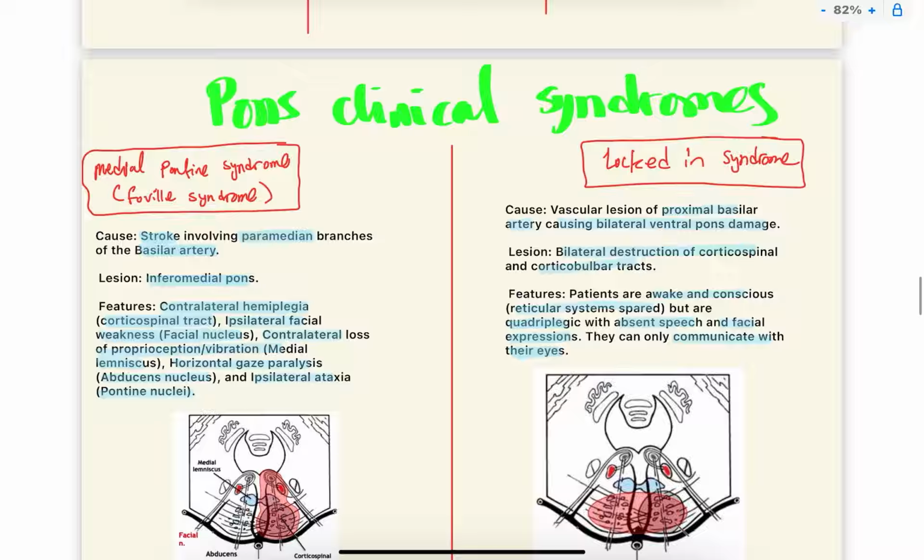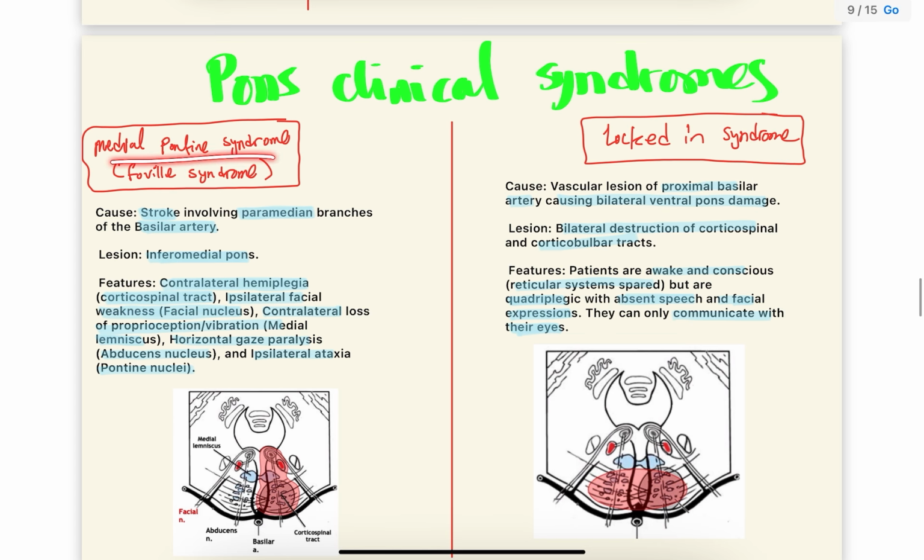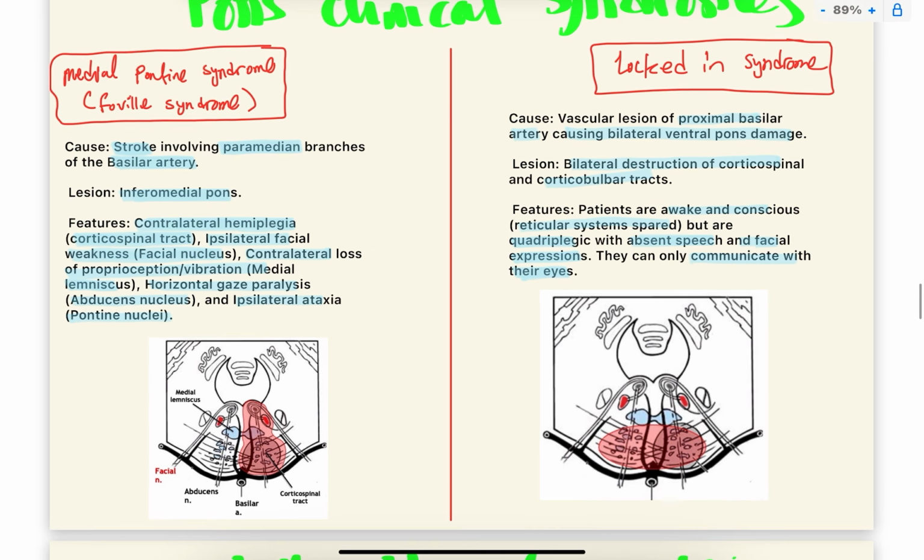Now for the clinical syndrome, I have the medial pontine syndrome, also called the Foville syndrome. The lesion here is basically in the inferior and medial pons, so this area. And it's because of what? A stroke that affects the paramedian basilar artery, the paramedian one.